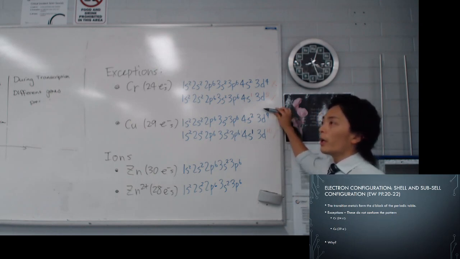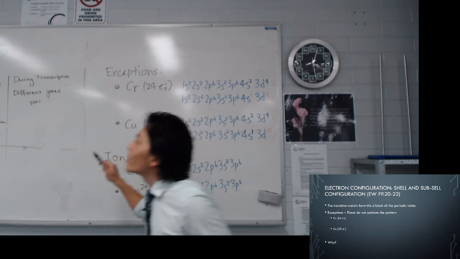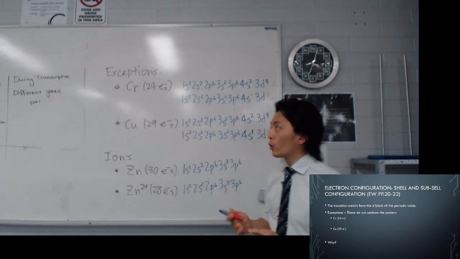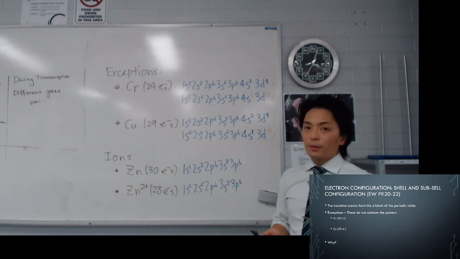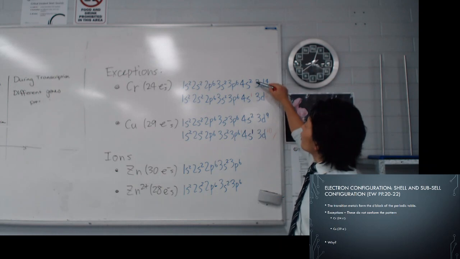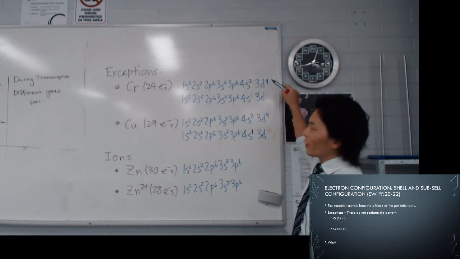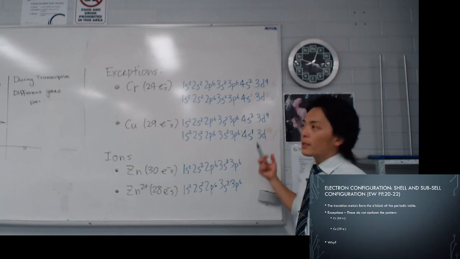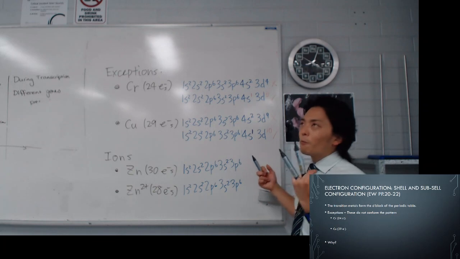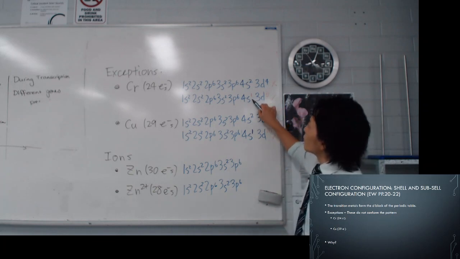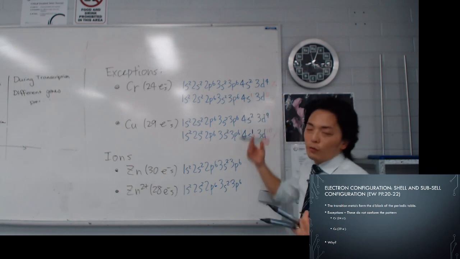Chromium, on the other hand, can become 3 plus, 6 plus, or 2 plus apparently. So for 3 plus, it has to lose 1, 2, and 3 electrons, leaving 3 electrons in 3d, which is fine. For 6 plus, it loses 1 and 5, or 2 to 4, 2 and 4.